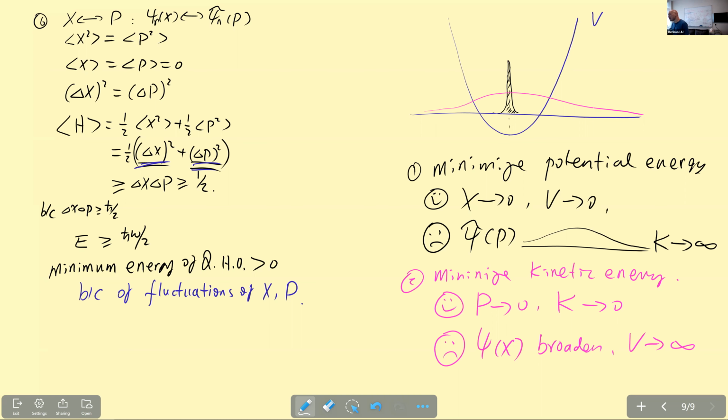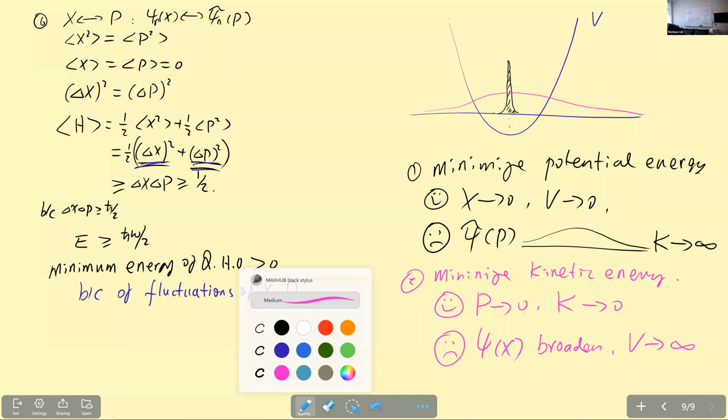So the two must have a trade-off. And if you look at the Hamiltonian, it is symmetrical in position and momentum. So this means the trade-off must be an equal distribution. You must have an equal partition of this energy into the kinetic energy and the potential energy. So that means the eigenstate, the minimum quantum state.